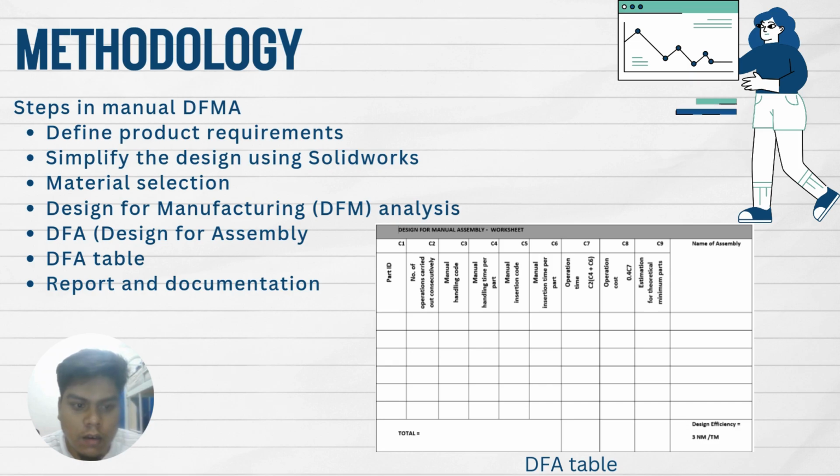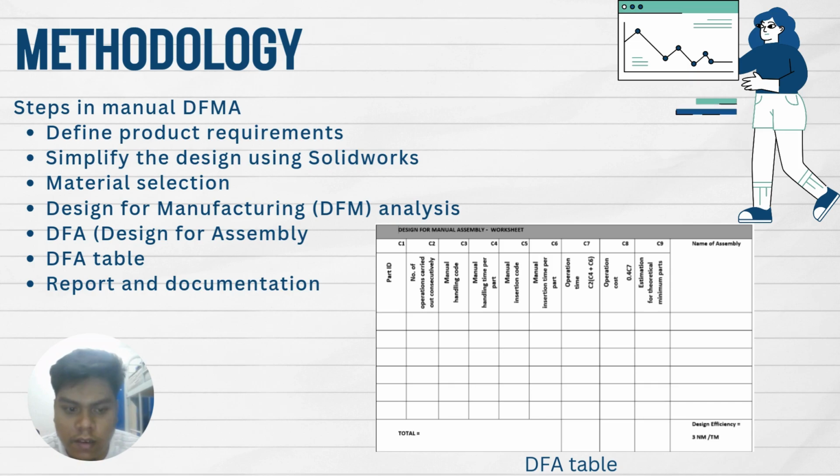the key components such as part ID, C1 to track each component, number of operations, C2 to count the assembly steps, manual handling code, C3 to classify handling difficulty, and manual handling time, which is C4 to estimate handling duration. Additionally, manual insertion code, which is C5, and manual insertion times, which is C6, evaluate the complexity and time needed for part insertion.